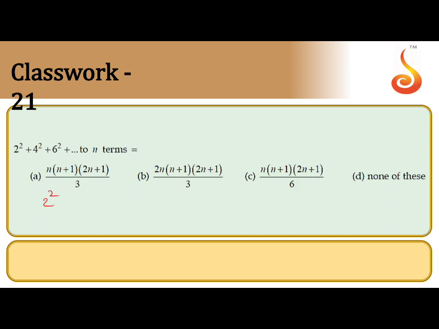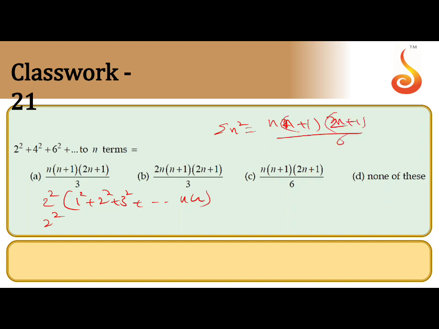Here 2 square, 4 square, 6 square. You can take 2 square common from the series 1 square plus 2 square plus 3 square and so on up to n terms. This is nothing but the sum of the squares of natural numbers. We have the formula for sigma n square, the sum of squares of natural numbers: n into n plus 1 into 2n plus 1 by 6. So inside the bracket is n into n plus 1 into 2n plus 1 by 6.